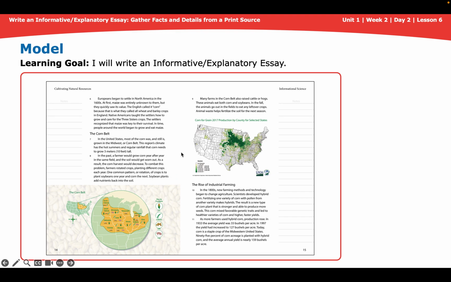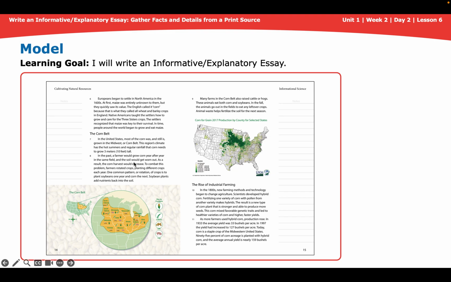The Corn Belt. In the United States, most of the corn was, and still is, grown in the Midwest, or Corn Belt. This region's climate has hot summers and regular rainfall that corn needs to grow 3 meters, which is 10 feet tall. In the past, a farmer would grow corn year after year in the same field, and the soil would get worn out. As a result, the corn harvest would decrease. To combat this problem, farmers rotated crops, planting different crops each year. One common pattern, or a rotation of crops, is to plant soybeans one year and corn the next. Soybean plants add nutrients back into the soil.